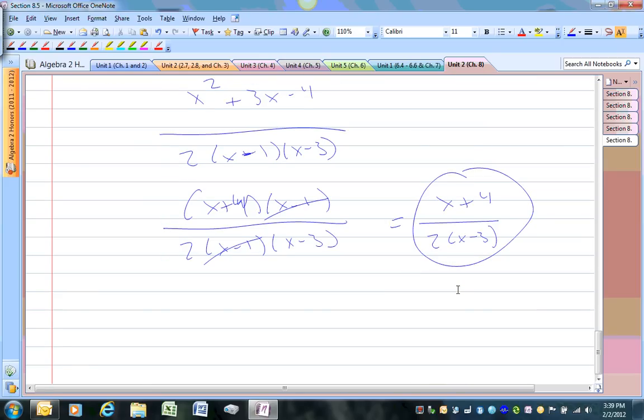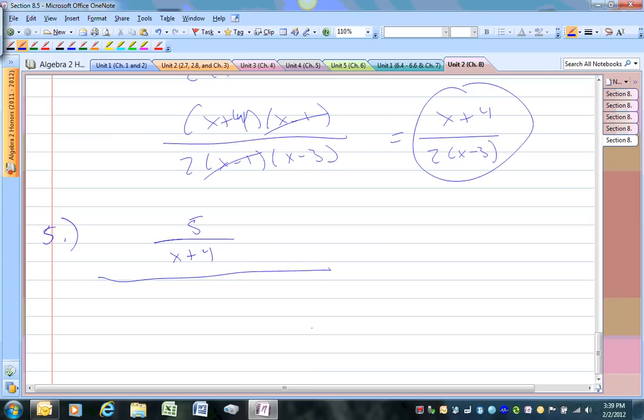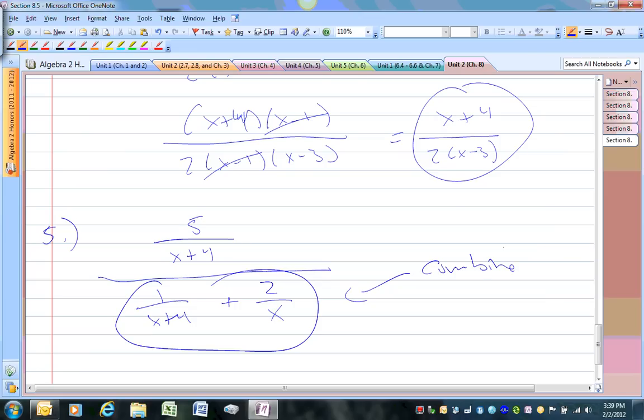Okay, last example, number 5. Let's look at a complex fraction. Great way to end off the lesson for today. So what you want to do is combine these two first, so that way we'll just have a fraction divided by a fraction. It'll make the problem easier.